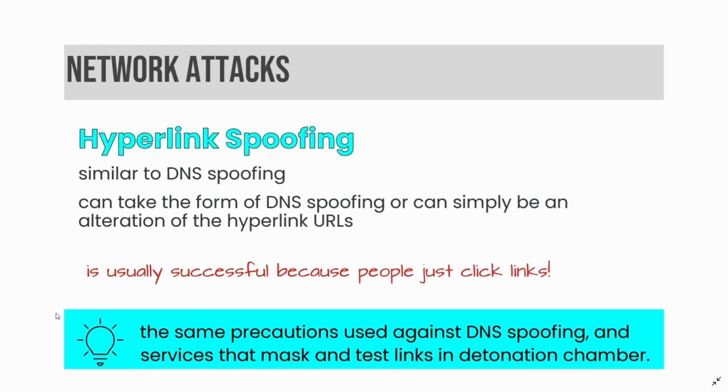Another form of a network attack is hyperlink spoofing. Hyperlink spoofing is very similar to DNS spoofing. It can take the form of DNS spoofing or just simply be an alteration of the hyperlink URLs. It's usually successful because people just click on any and every link. Ways you can mitigate this risk are by using the same precautions used against DNS spoofing, and services that mask and test links in detonation chambers.